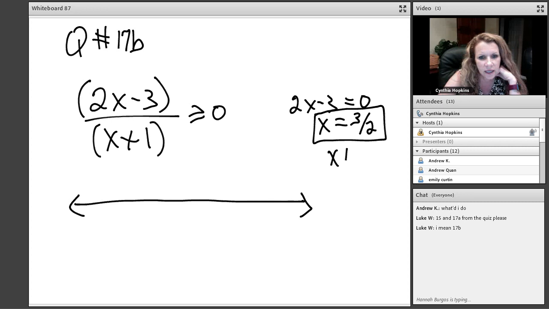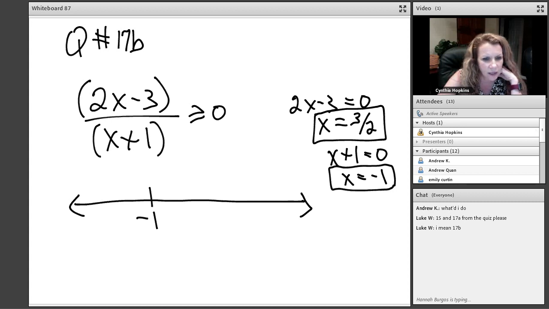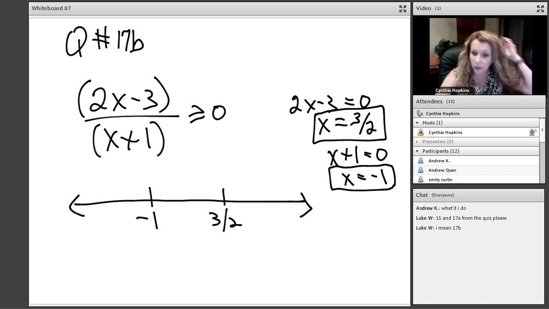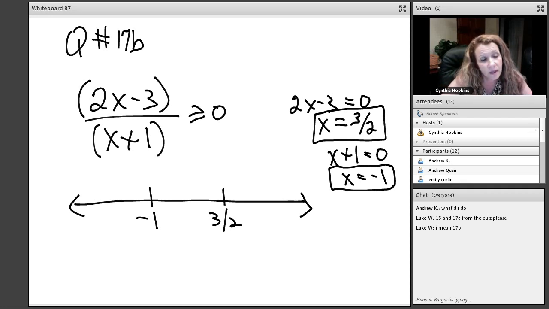Then I'm going to take x plus 1, set it equal to 0, and solve for x, and I get negative 1 for my second critical value. So on my number line, I'm just going to put negative 1 and positive 3/2. And now I'm going to do the signs. To the left of negative 1, I'm going to pick negative 10. I plug negative 10 into my numerator, and I get a negative. And in my denominator, I also get a negative. So a negative divided by a negative is positive.